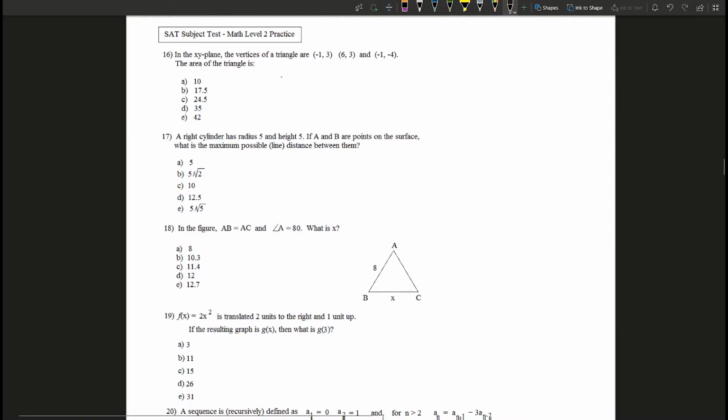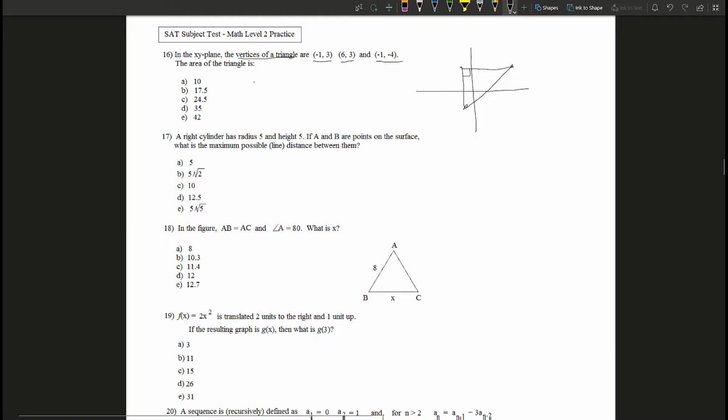So number 16. In the xy plane, the vertices of a triangle are -1, 3, 6, 3, and -1, -4. So we're going to draw our xy plane here. So we have -1, 3, 6, 3, and -1, -4. So you should notice that this question is basically already done for us. We already have a right triangle set up because these 2 points are on the same line, and these 2 points are on the same line. And so are these two. And then this would be a right angle.